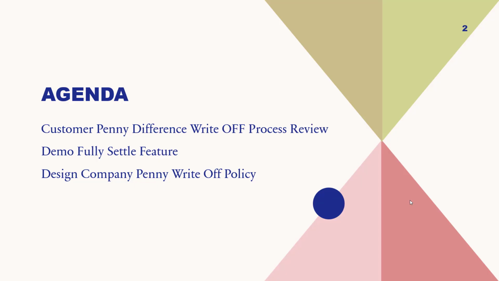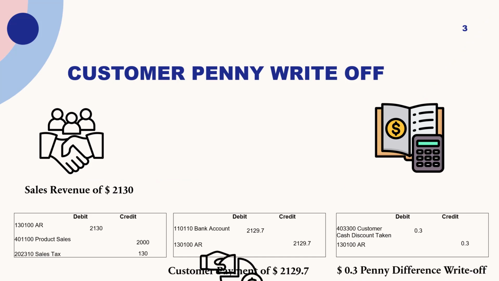First thing, we want to go over the business process, in which case you would need to use this process, right? And then secondly, I'm going to show you an end-to-end demo of this fully settled feature, which will automatically post the write-off amount to the specific predefined GL account. And then finally, in case you want to standardize your write-off process according to company policy, then we can review some design options there. All right, so with that, let's start with the process review.